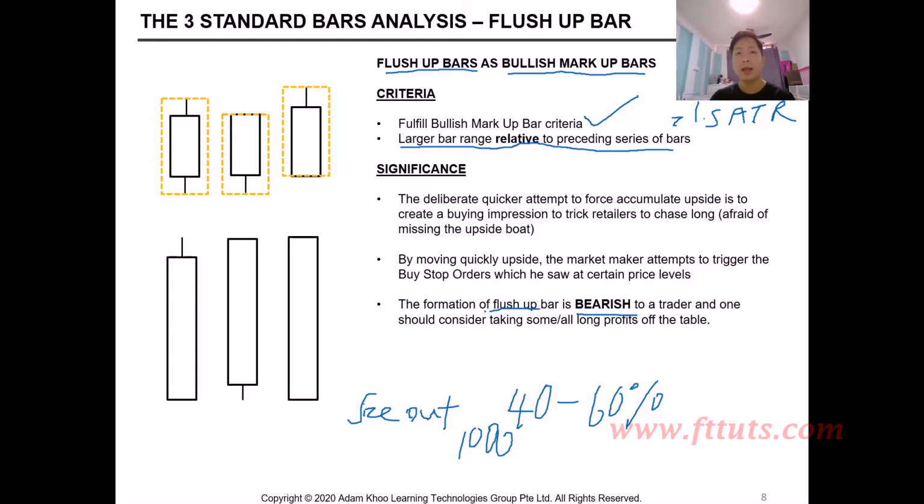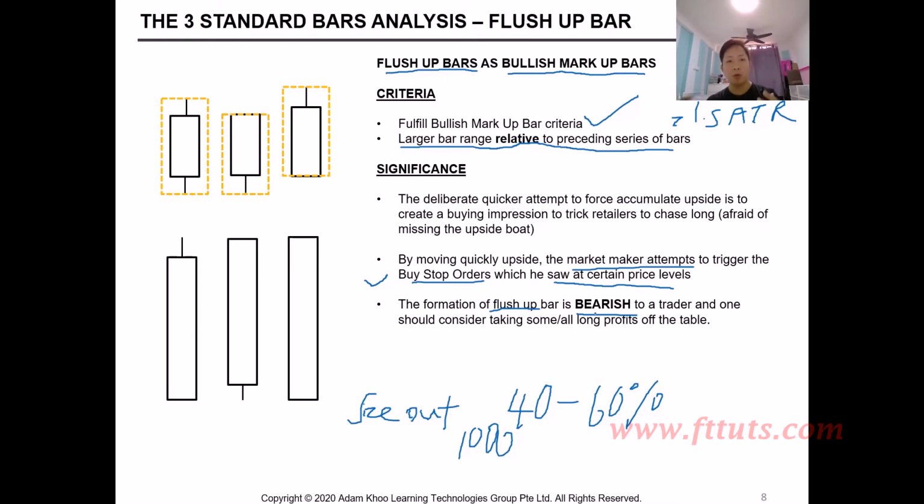Okay, so flush up bar: understand that it is a continuing extension of a bullish markup bar, and its formation is bearish to a trader. A markup bar is bullish to a trader. A flush up bar is bearish to a trader. Especially when this happens at certain key levels, it is mainly used by market makers to trigger stop loss. You will learn more in detail when we cover the strategy structure. We call it a flush up to take out the stop loss, usually done by flush up bars.